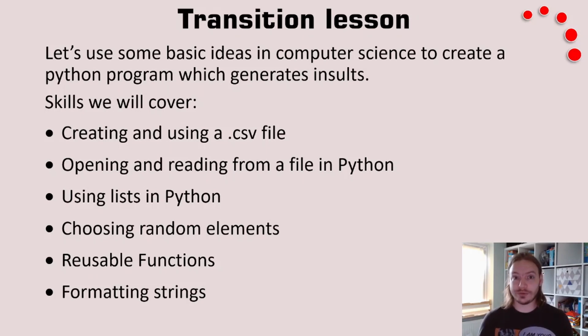We're going to talk about something called a CSV file. We're going to look at opening and reading files in Python, and what a list is in Python and how we use them. We're going to do a bit of randomizing. We're going to build some functions that we can reuse, and we're going to do some formatting of strings, some tidying of outputs so it looks all nice and neat. Those are the basics we're going to cover, and we're going to do it by generating some insults because that's entertaining and silly.